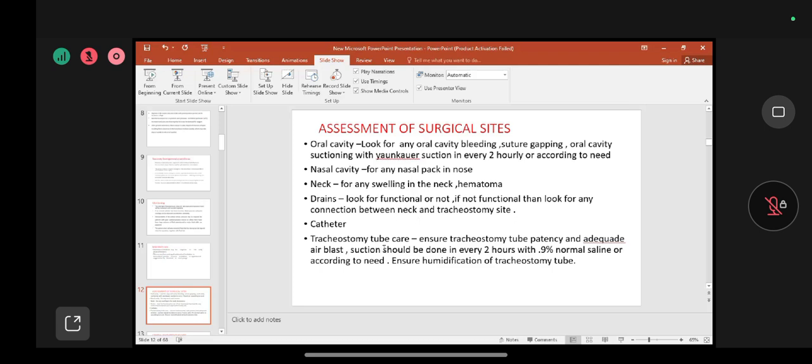If a tracheostomy is present, then tracheostomy tube care should be done. Firstly, ensure tracheostomy tube patency and check for adequate air flow. Suction of the tracheostomy should be done every 2 hours with 0.9 percent normal saline, and suction should be done according to need, and ensure humidification of the tracheostomy tube.